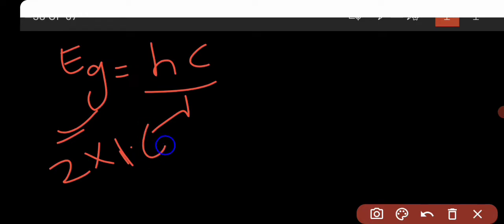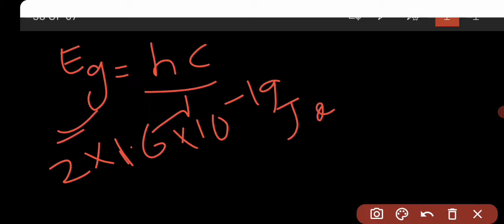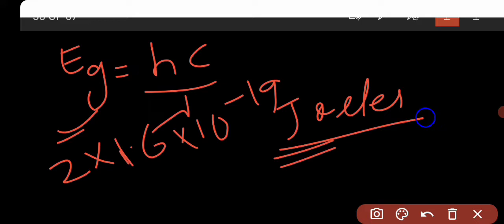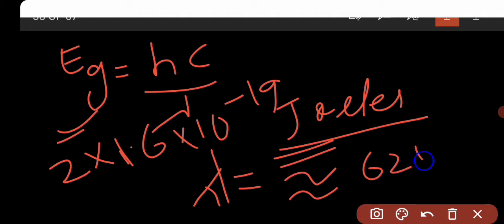Now if we put in all the values, here Eg is given in electron volt. First of all, we have to convert it into joule. To convert it into joules, we have to multiply by 1.6 into 10 to the power minus 19 joules. Now as we put in all the values, the value of lambda will be equal to 625 nanometer.